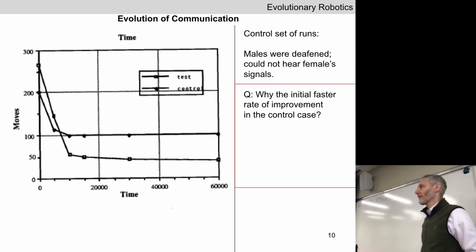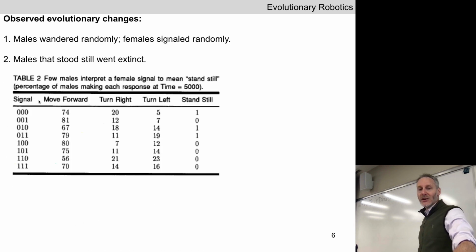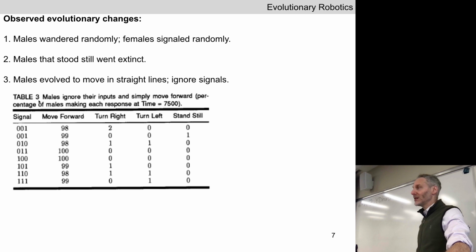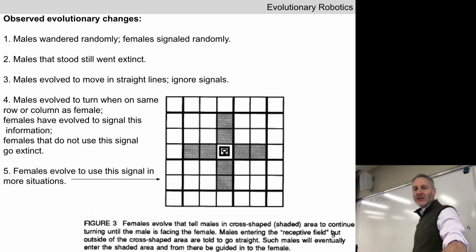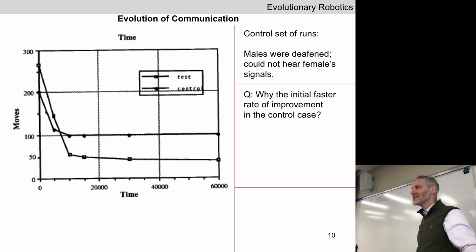They can still evolve not to stand still, right? They can still evolve to not stand still, which they do, like the males that could hear did. The males that could hear also evolved to not stand still. But there seems to be an actual advantage for the deafened males early on.